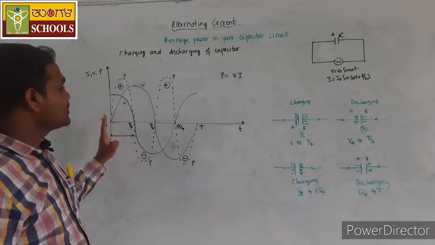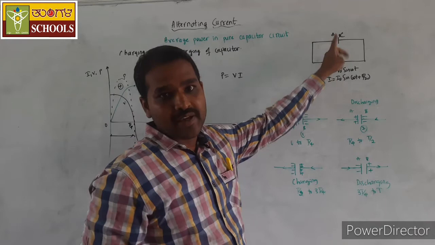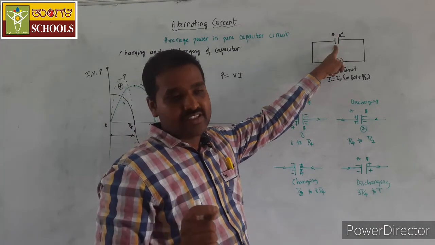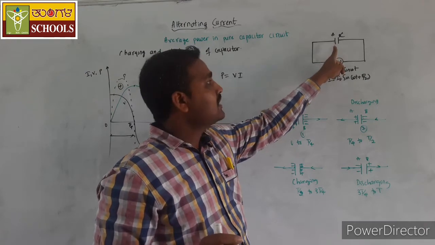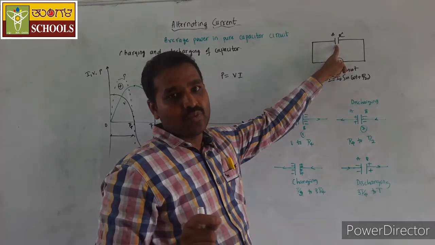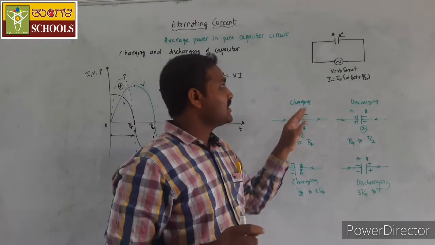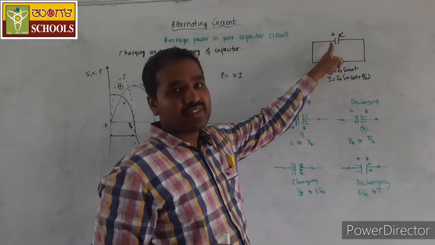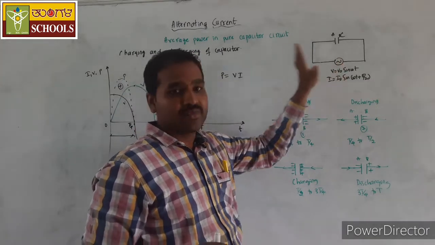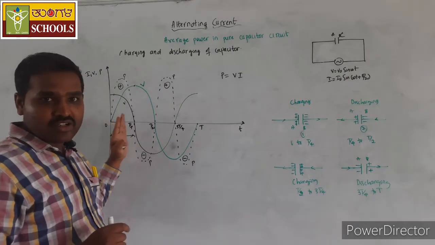So, what happens during the first quarter here? The energy flows from the source to the capacitor. Hence, the capacitor gets charged. The charge on the capacitor increases, and the voltage across the capacitor also increases to the maximum value. And the power consumed is positive, which indicates the power is given to the capacitor from the source. Energy is transferred to the capacitor from the source. So, that is what happens during the first quarter of the cycle.